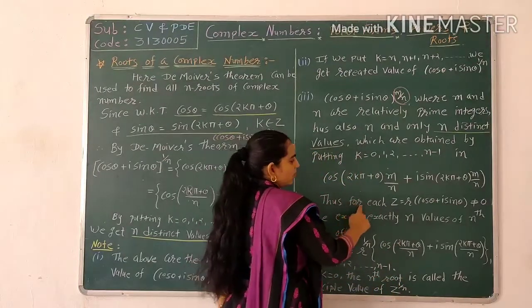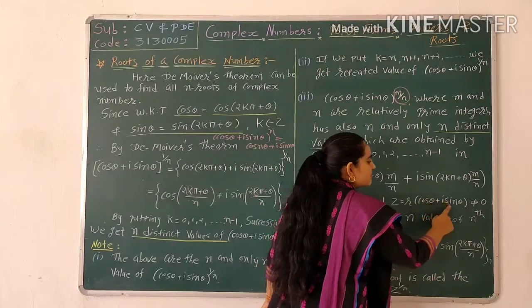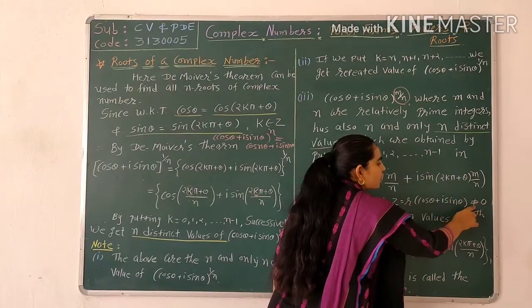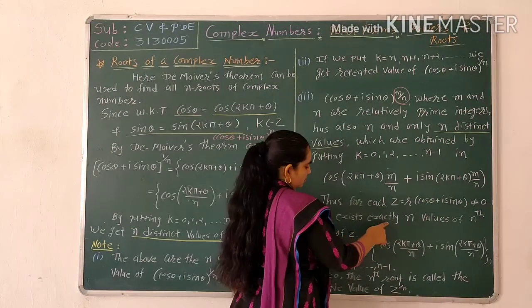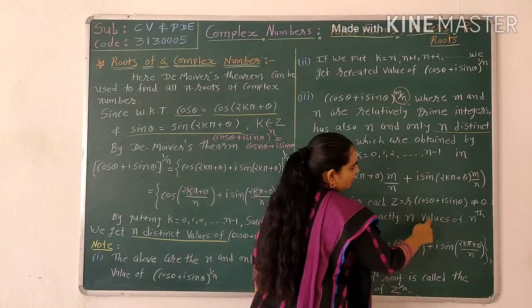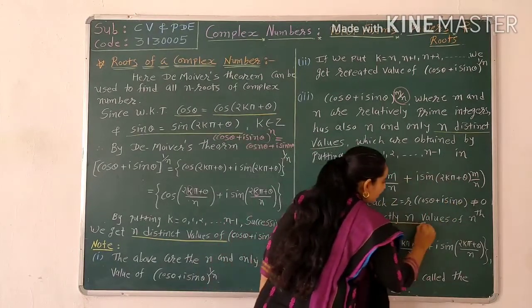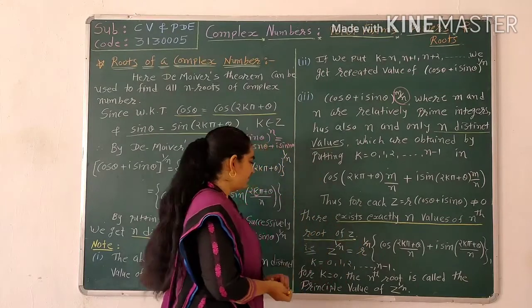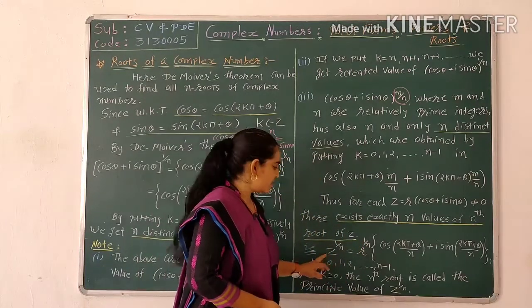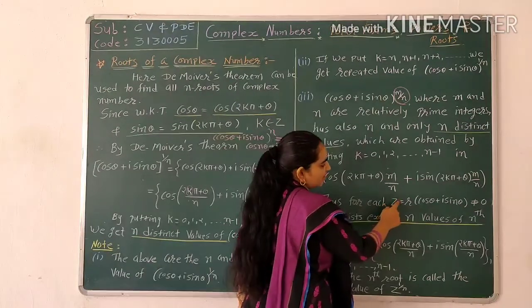Thus, for each z equal to r (cos theta plus i sin theta) not equal to 0, there exist exactly n values of the nth root of z. That is, suppose we are given z raised to 1 upon n. Therefore, we have to put here z raised to 1 upon n.